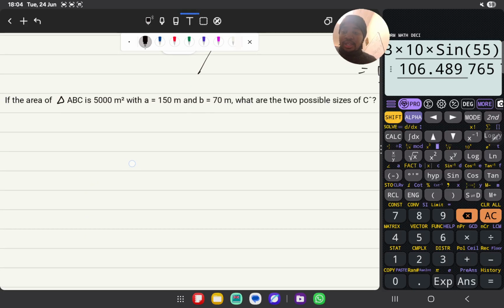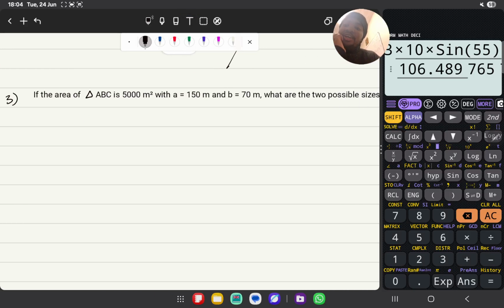And just to do the last one, let me see the area of triangle ABC. This is quite interesting. So let us do triangle ABC.